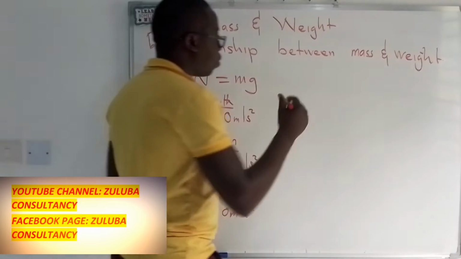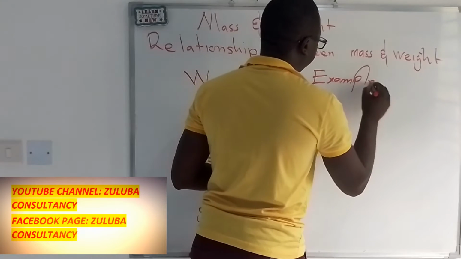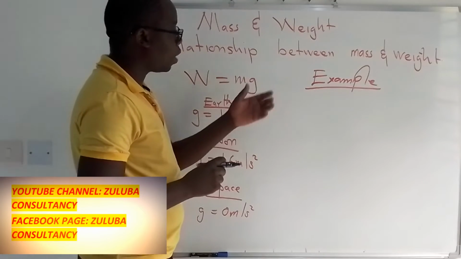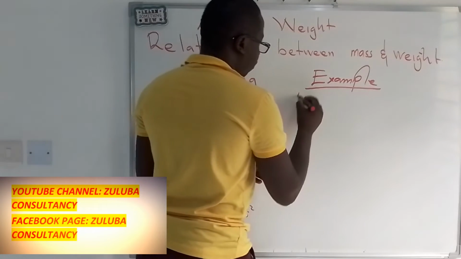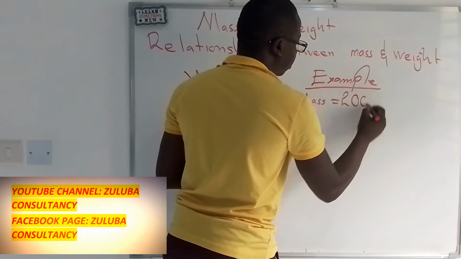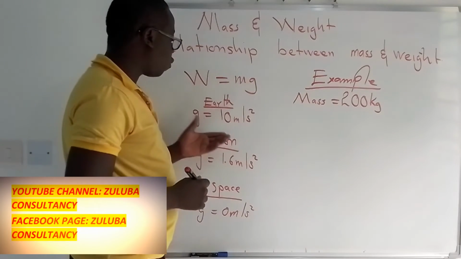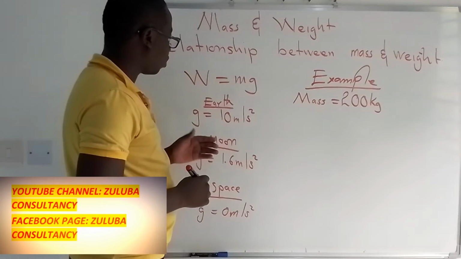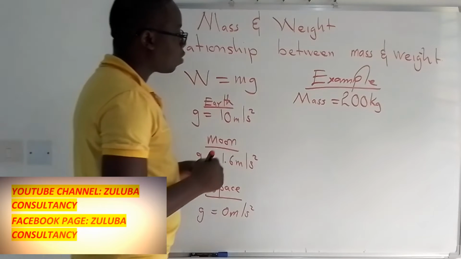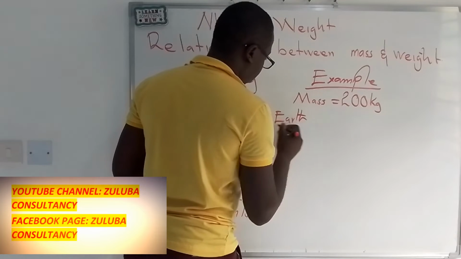Let's look at an example. We want to see how weight is different from place to place. So imagine we have an object with the mass 200 kg. Then they ask us to find the weight of this object on Earth, on the Moon, and in space. So let's start on Earth. What will be the weight of this object on Earth?